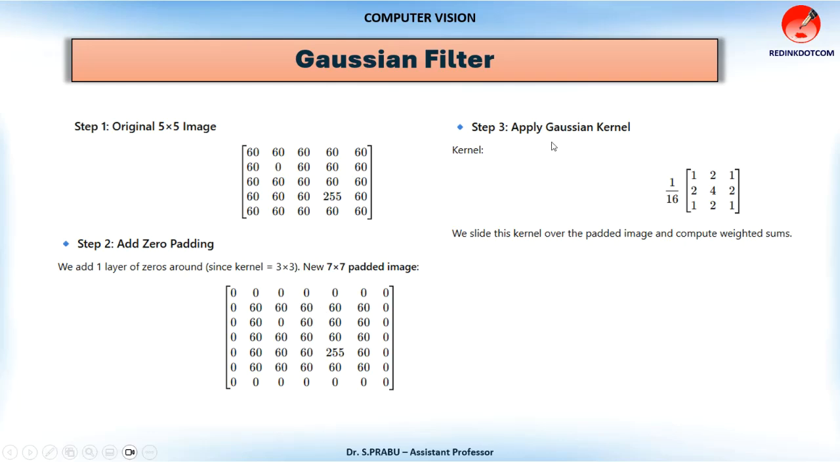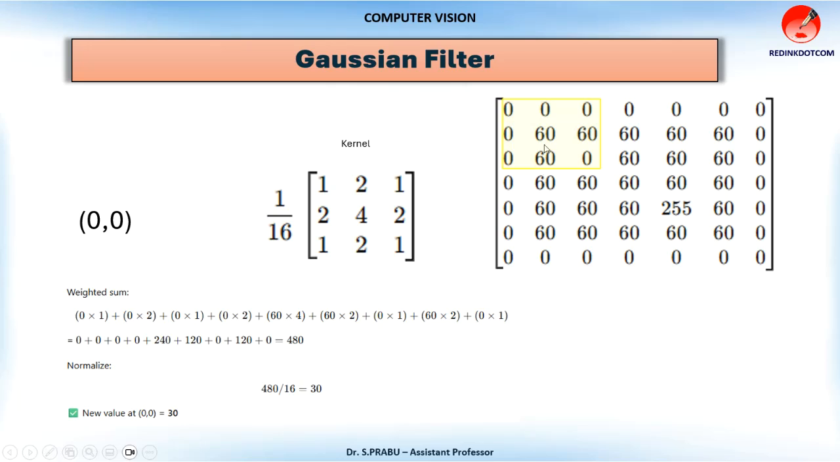Now we are going to apply the Gaussian function to this image. First I take the initial value at the 0, 0th location. The surrounding elements are there. Now I am going to multiply the Gaussian filter kernel values with this matrix. So 0 into 1, this is the first value, plus 0 into 2, plus 0 into 1. In this way I multiply all the matrix values one by one. Finally I got 480. After dividing by 16, I get 30. So this is the new value for the 0, 0th location.